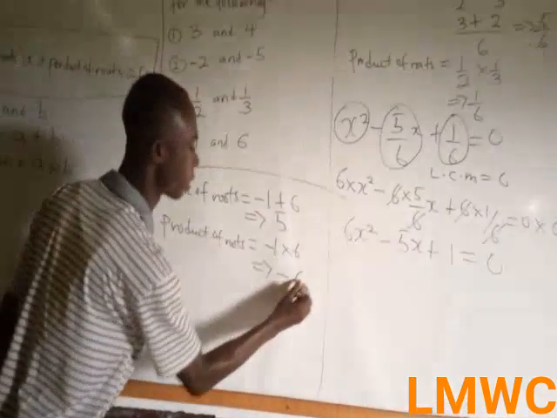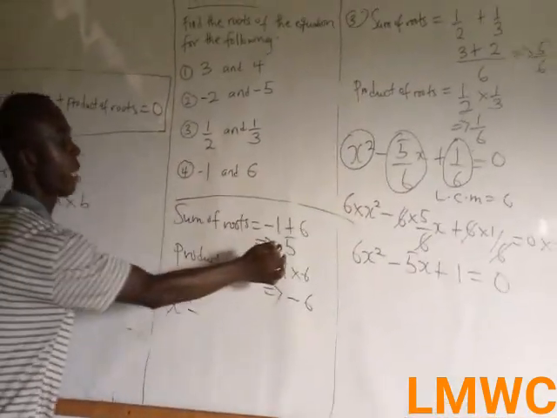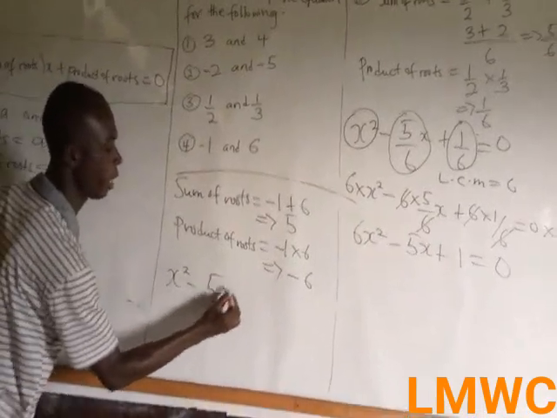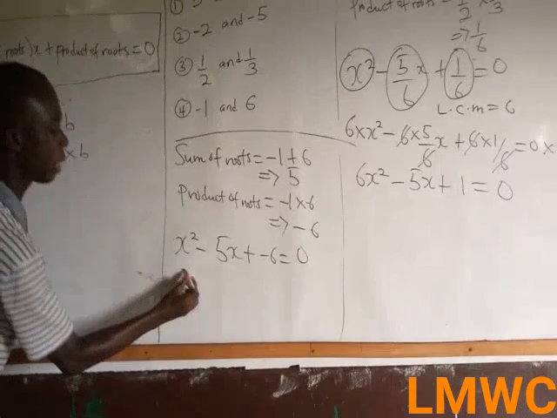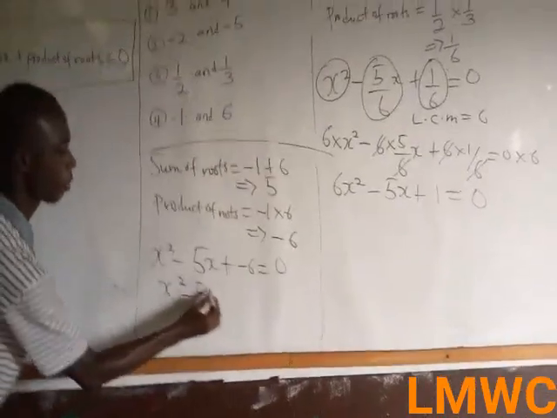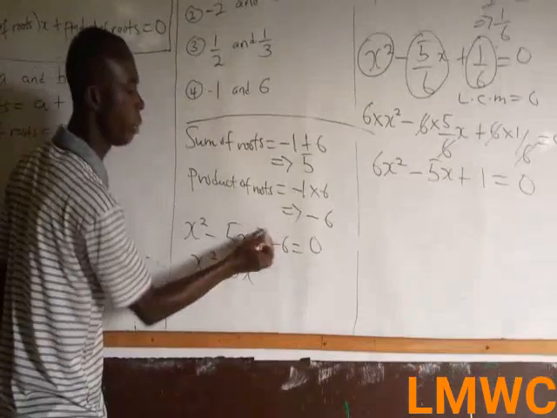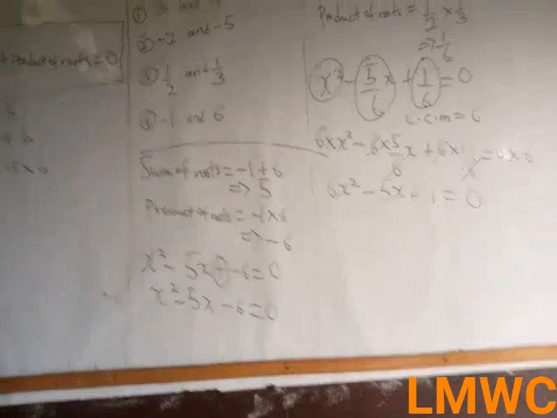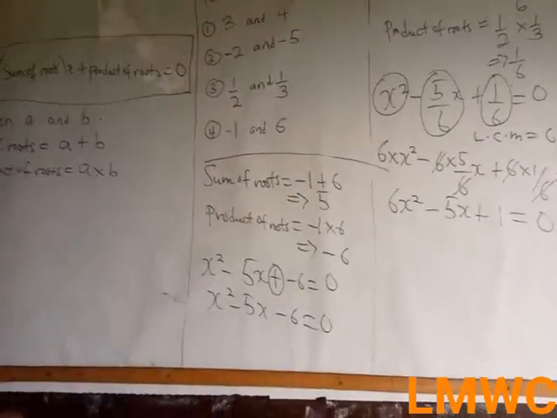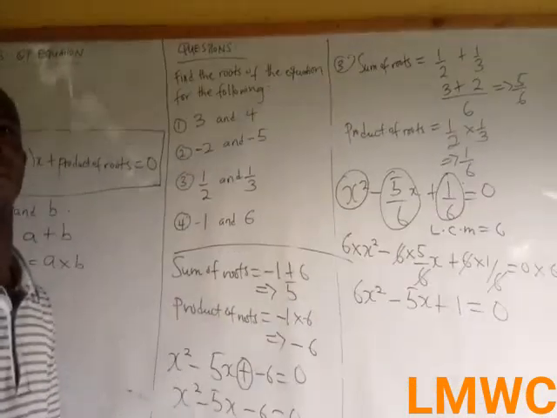So negative 6. So our formula becomes x squared minus the sum of roots, which is 5x, plus product of roots equal to what? 0. So it becomes x squared minus 5x. Always, if positive and negative are meeting, you eliminate the positive. So it becomes minus 6 equal to 0. So you see, this topic is very interesting: finding roots of equation when given numbers.